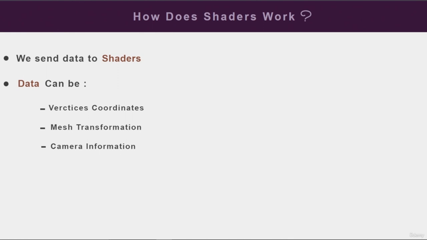Also, we can send the color as data, so we can give each vertex a specific color, or you can color all the vertices with the same color. You can send the texture and the light as data, and also you can send other types of data. And as we said, all of this data will be executed through the GPU.